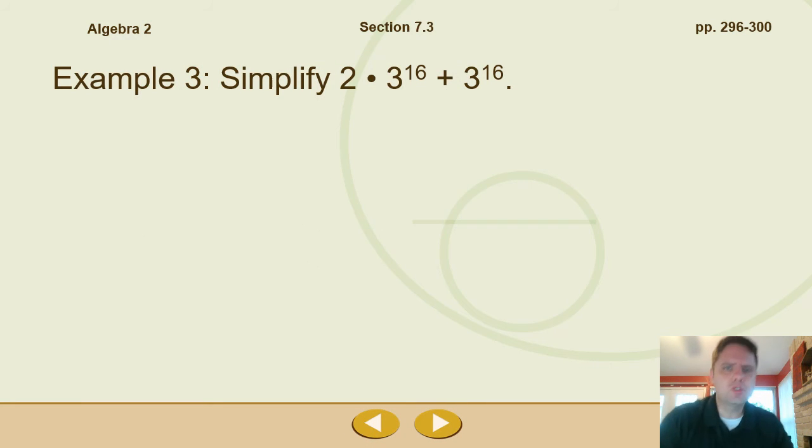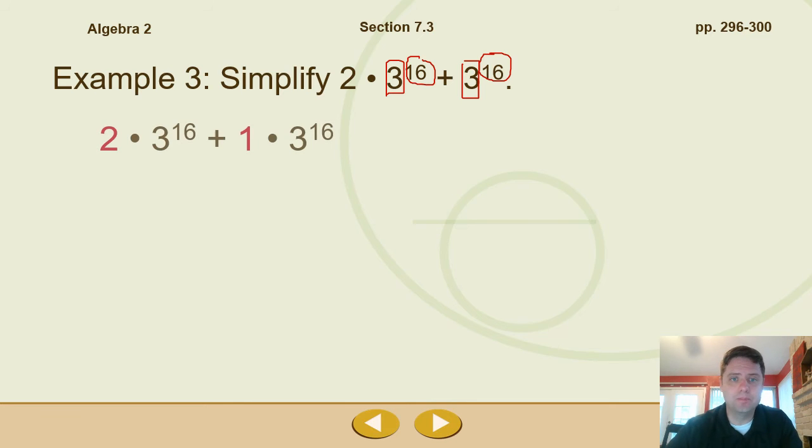Simplify 2 times 3 raised to the 16th power plus 3 raised to the 16th power. So notice, we have the base of 3 here, and we have the same base right here. We also have it raised to the same power in both cases. So since this is 2 of the 3 raised to the 16th, and we have over here 1 of the 3 raised to the 16th, we can add these together.